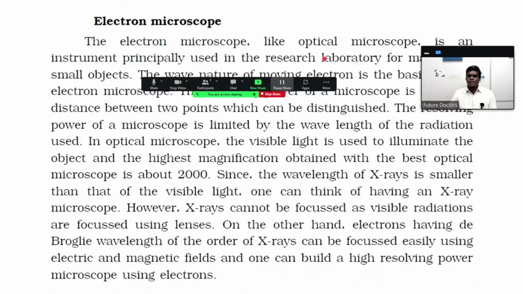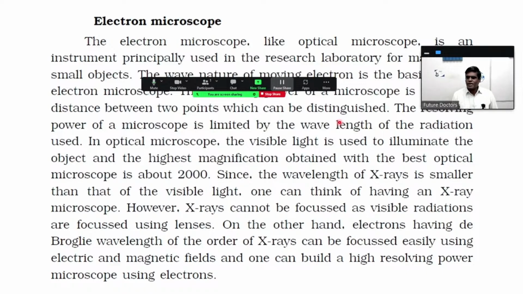Electron microscope. An electron microscope, like an optical microscope, is an instrument principally used in the research laboratory for magnifying some object. The wave nature of moving electrons is the basis of the electron microscope. Resolving power of a microscope is the least distance between two points which can be distinguished. The resolving power of a microscope is limited by the wavelength of the radiation used, and in an optical microscope visible light is used to illuminate the object, and the highest magnification obtained with the best optical microscope is about 2000.